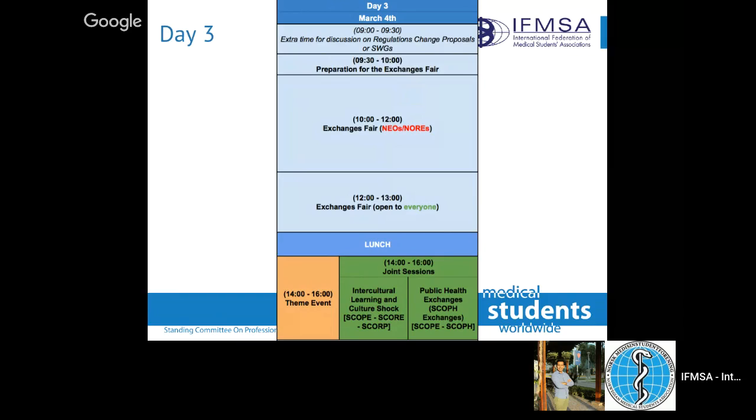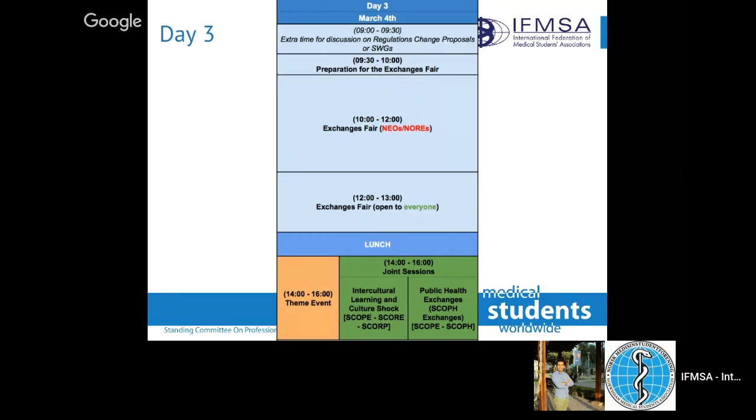So the first 2 hours of the Exchange Fair will be open to NEOs and NORIs only, or delegates, representatives from the NMO. This will be explained later on, but basically only 2 delegates for SCOPE and 2 for SCORE will be allowed to enter the room for the first 2 hours. And then there will be 1 hour where the Exchange Fair will be open to everyone.